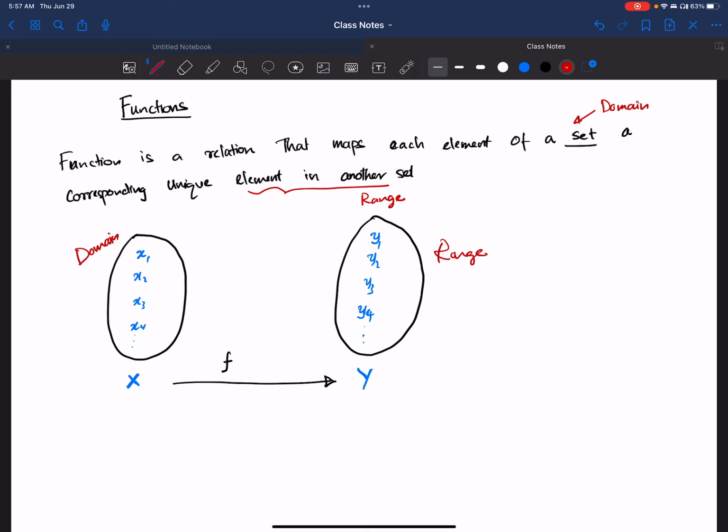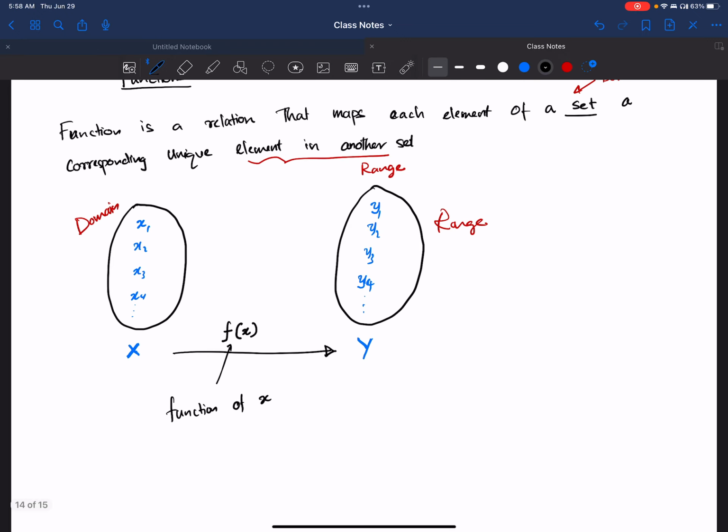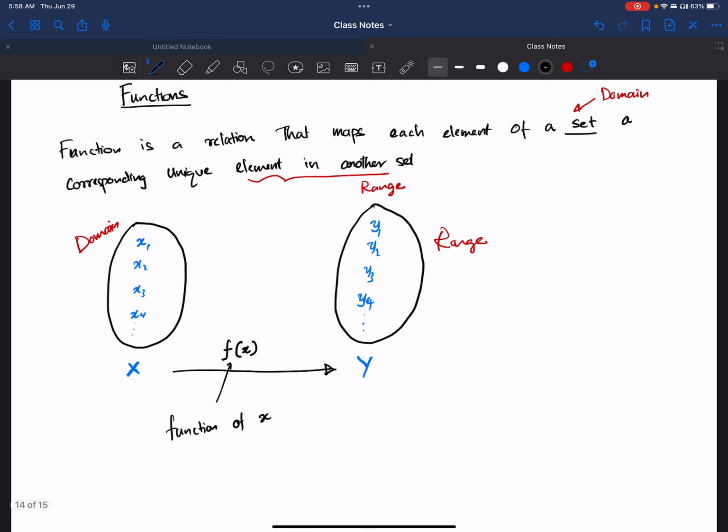Also, this side is called the independent variable, and the range is called the dependent variable. That's another term they use. And usually we say function of x, that's the independent variable of the function. Function of x.